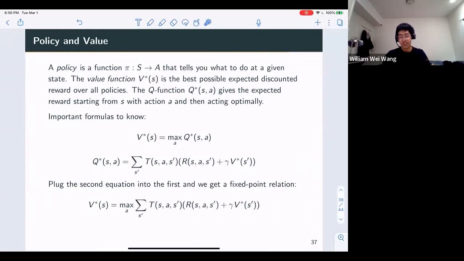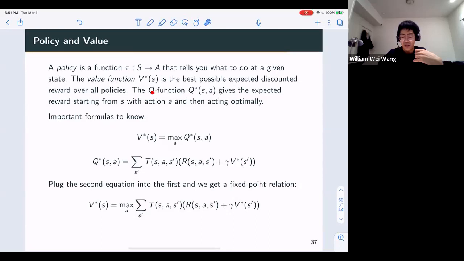So how do we formalize this mathematically? We say a policy is a function that says, for every state, what's the best action. A value function says, I'm at a given state, then out of all policies, what's the best thing I can do, and what's the value that I get from this best policy?